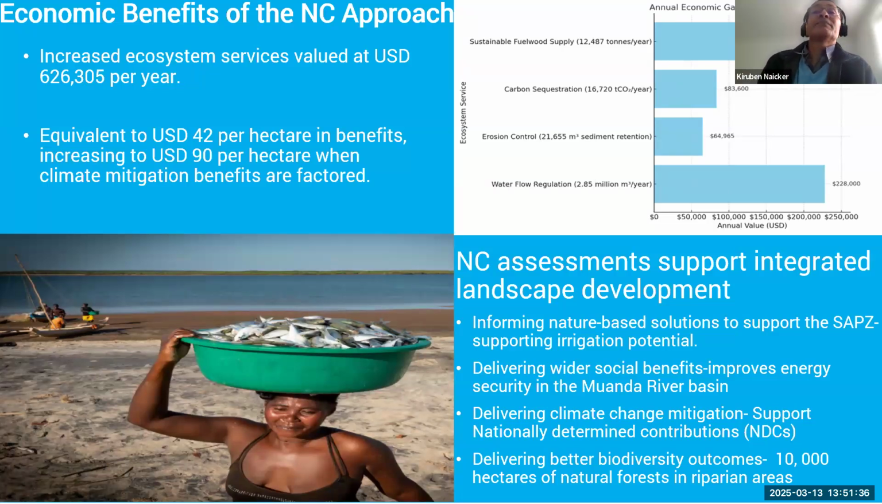The natural capital assessments therefore supported integrated landscape development, informing nature-based solutions to support the SAPs, supporting irrigation potential, delivering the wider social benefits, improving energy security in the Muanda River Basin, delivering climate change mitigation, supporting nationally determined contributions, and delivering better biodiversity outcomes. 10,000 hectares of natural forest with benefits for forest biodiversity.